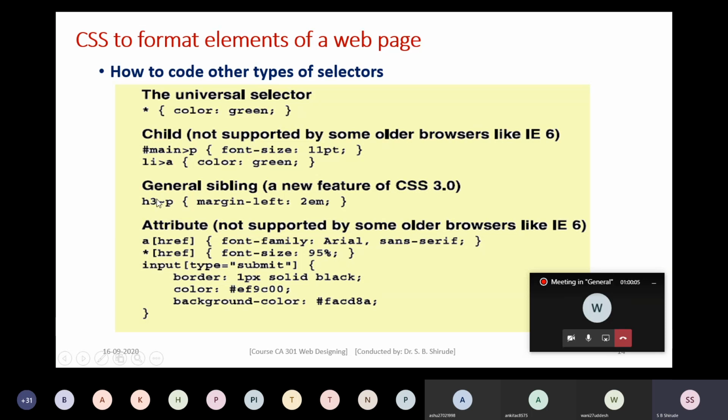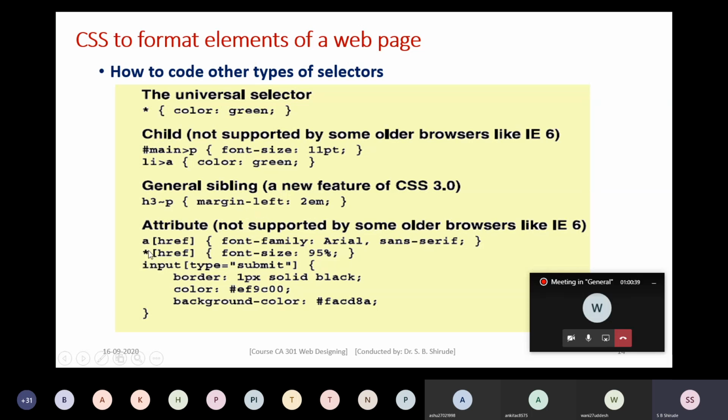Now up to this time we have used selectors as elements. We have not yet used attributes as selectors. So can we not use attributes as selectors? Yes, we can use attributes as selectors. So how to choose attributes in the CSS? You can choose attributes in the CSS this way. First way is what? A href. To that href, the properties are applied like this. So font family Arial, sans serif will be applied to a href.